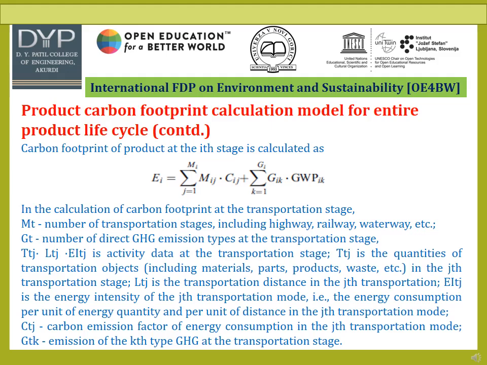ELj is the energy intensity of the jth transportation mode, that is the energy consumption per unit quantity and per unit of distance in the jth transportation mode. CTj represents the carbon emission factor of energy consumption in the jth transportation mode, and GTk represents emission of the kth type greenhouse gas at the transportation stage.